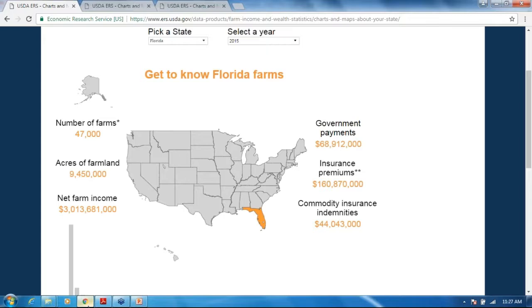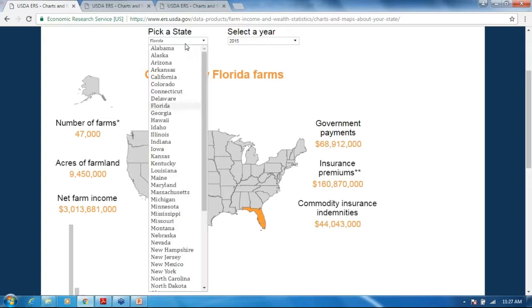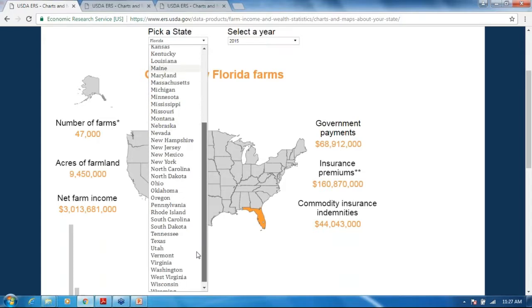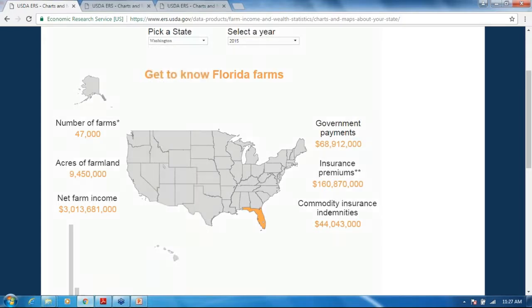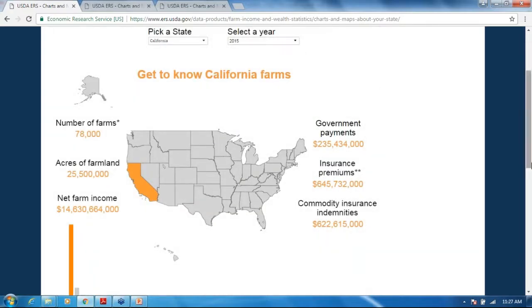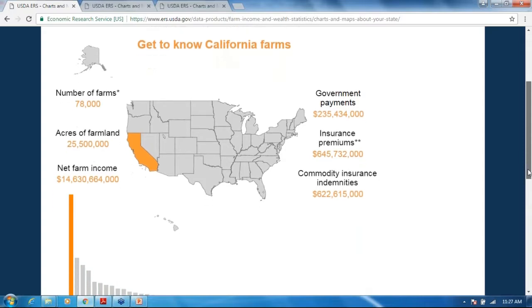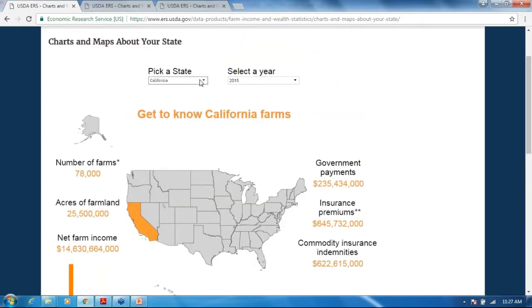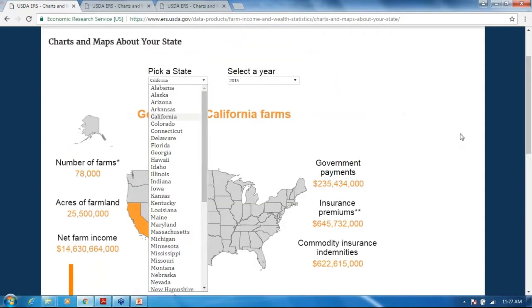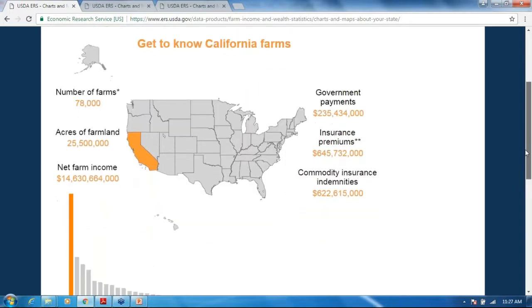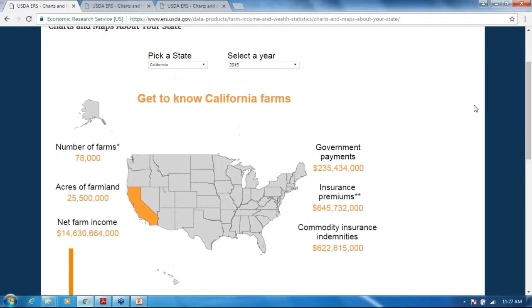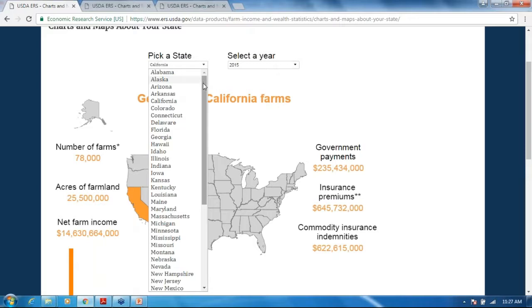So this is what we call an interactive visualization that we call Get to Know Your State. And you basically can pick a state. So I'm going to just pick Washington State here. And you can choose the year, but I'll just leave it at 2015. And really quickly, I guess I picked California instead of Washington. We can do California, that's fine. So there's someone from New Mexico. We can pick New Mexico.